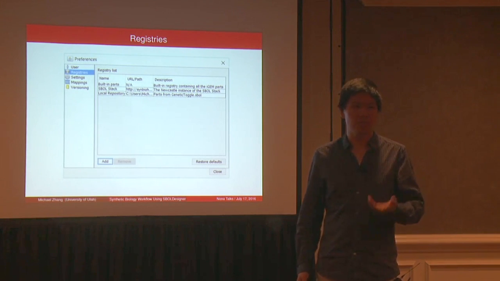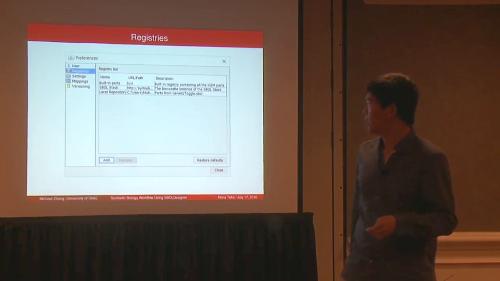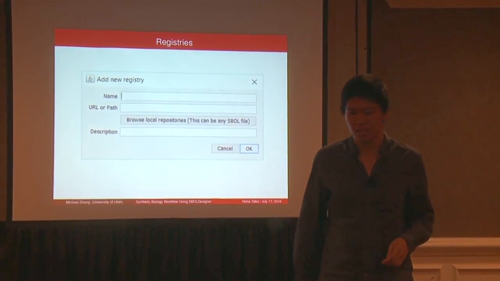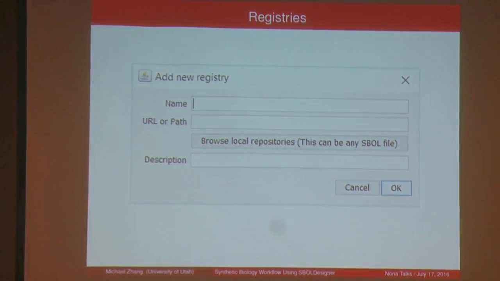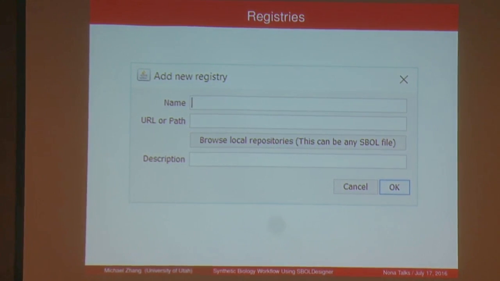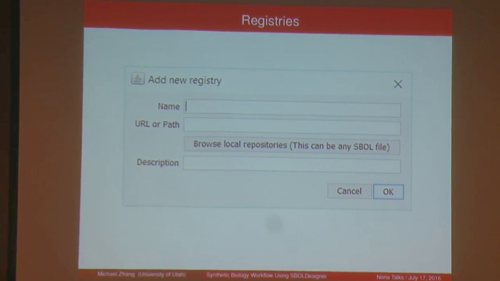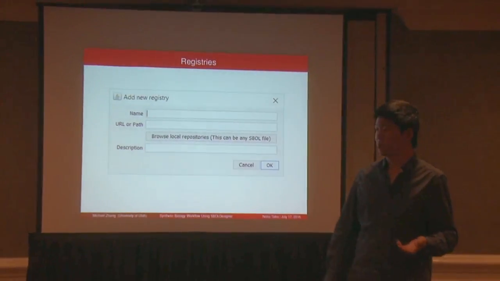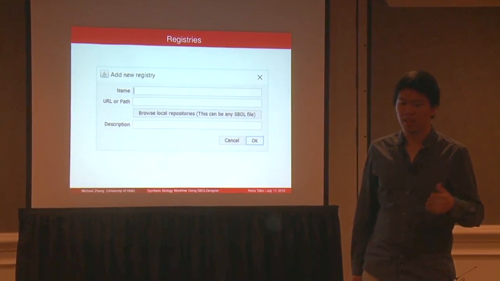So if you have an SBOL file on disk and want to import parts from there, then you can also do that. So if you click Add, you can see that you have a place where you can enter the name and the description of your repository, and then you can specify the URL or path. So if you want to point to an SBOL stack instance, then you would put in the URL for that SBOL stack instance. And if you want to have a local repository, then you would navigate to a file on disk and point to that using the path.